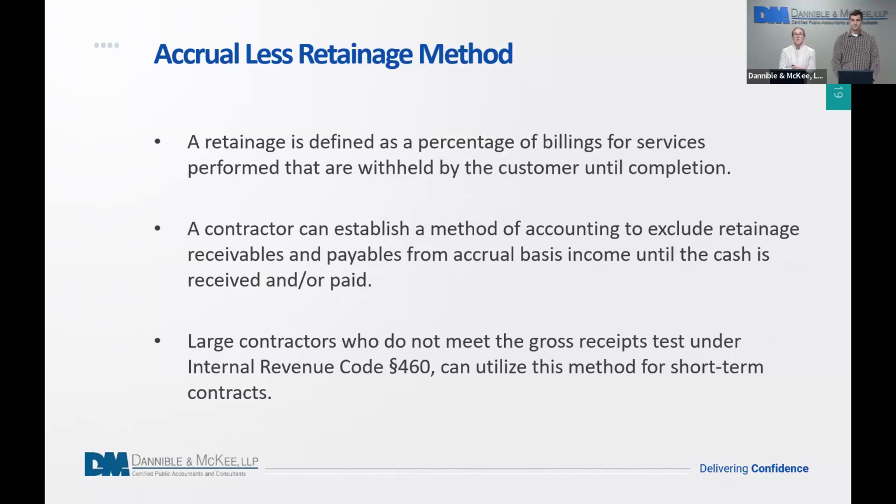Another method available is the accrual less retainage method. A retainage is defined as a percentage of billings for services performed that are withheld by the customer until complete. A contractor can establish a method of accounting where they could exclude both retainage receivables and payables from accrual basis income until it is actually received or paid. Large contractors who do not meet the gross receipts test can utilize this method for short-term contracts.